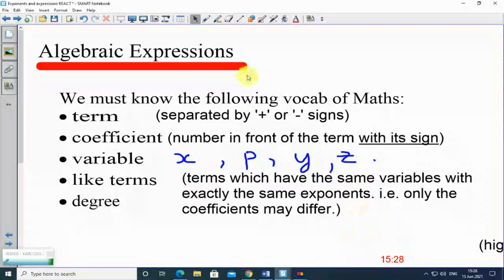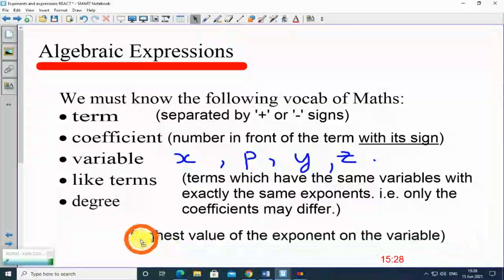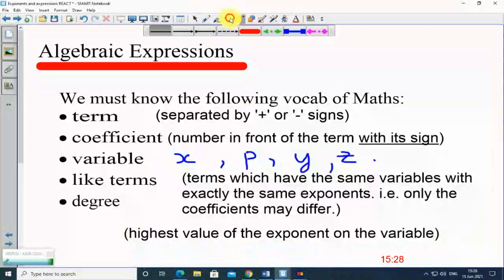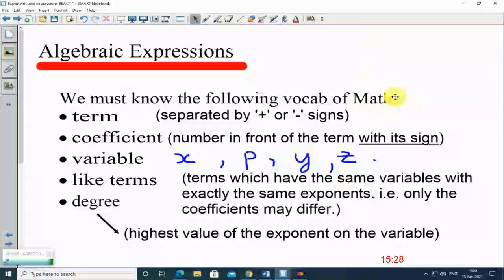And then finally, the last thing that we mentioned already is our degree of an expression. And we said the degree is the highest value of the exponent on the variable. Okay, so maybe that's starting to make sense to you. You're able to use that language. A term, a coefficient, a variable, like terms, and degree.